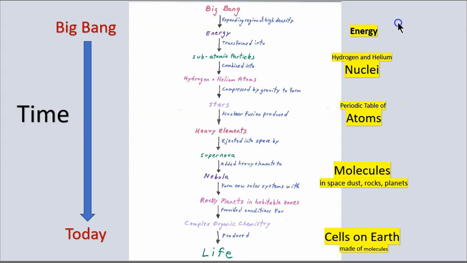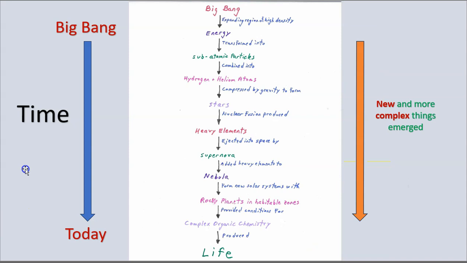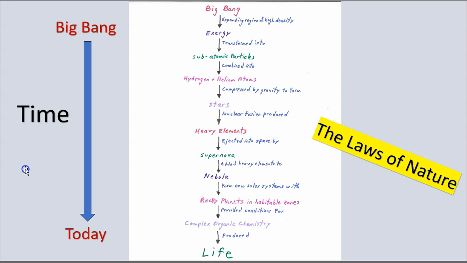So the story can be summarized as the early universe had energy, which transformed into the nuclei of these two simplest elements on our periodic table. And then stars made all the rest of the elements on the periodic table. And then those atoms can combine into molecules, and some of these molecules assembled into living cells. What we have is new and more complex things emerging over time. And it's the laws of nature that govern this process.